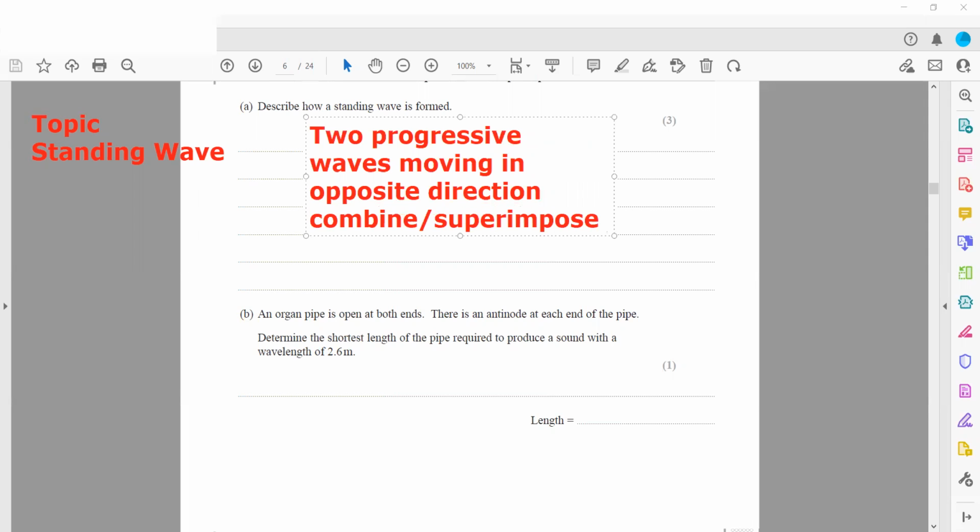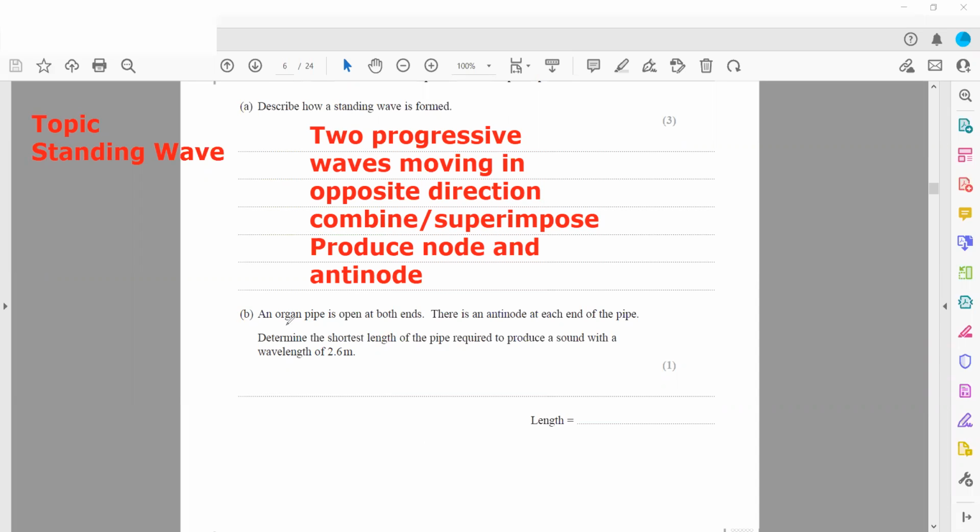So when two progressive waves which are moving in opposite directions superimpose with each other, it produces nodes and antinodes. Nodes are where the two waves try to cancel out the effect of each other. That is called a node. And where two waves increase the effect of each other, we call that an antinode. So as a result of the combination, nodes and antinodes are produced.